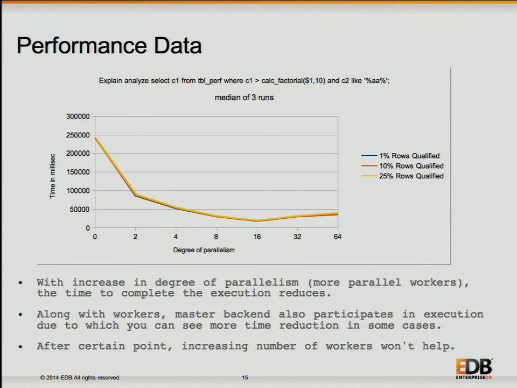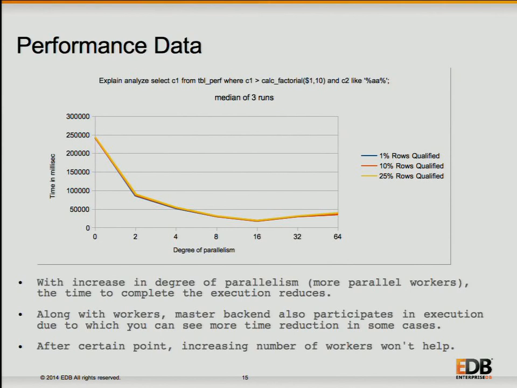So here is the data. Here we can see that as the degree of parallelism is increasing, the time is decreasing. I have tried three kinds of filtered row counts: if our select statement selects 1% of rows, or 10%, or 25%. In all those three cases the graph and the readings are similar. As the degree of parallelism is increasing, the time it takes is less. And another point I have noted down here is that after some point, adding more workers won't help us. Either it keeps the performance at the same level, or it starts increasing due to the worker overhead and unnecessary other communication overhead.